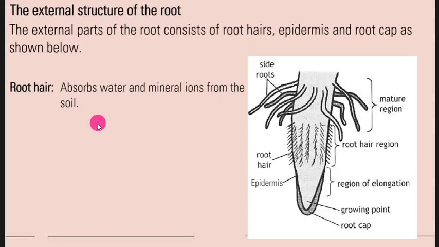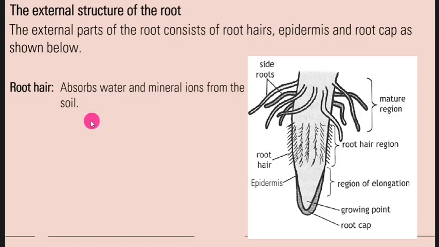So when fertilizer is put to a plant, it dissolves in water and produces what are called either mineral elements or mineral ions. These mineral ions are very important for the growth of a plant, and therefore they must be absorbed by a plant for it to grow. So what part of the root helps to absorb these mineral salts? It's the root hair.